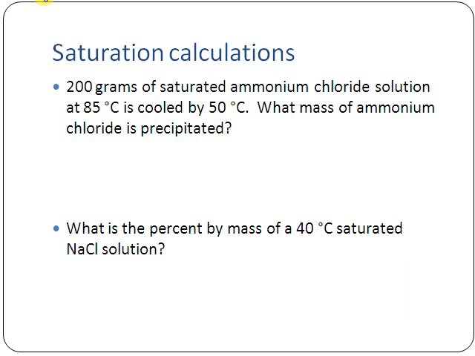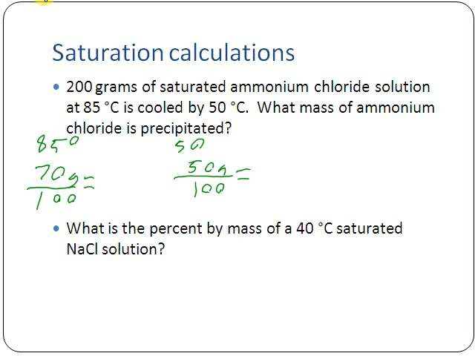So let's start off with what we've got here. We know that at 85 degrees, we can fit 70 grams in 100 grams of water. Okay, we know at 50 degrees we can fit 50 grams in 100 grams of water. And we're going to set up two equations for these guys. For the first one here, we have 70 grams, and we're told that we have 200 grams of saturated ammonium chloride solution. Now in this case right here, we have 200 grams of the solution, not 200 grams of the solvent. So for this one right here, we don't know the amount of ammonium chloride in here.